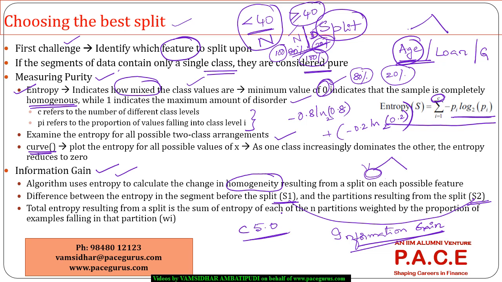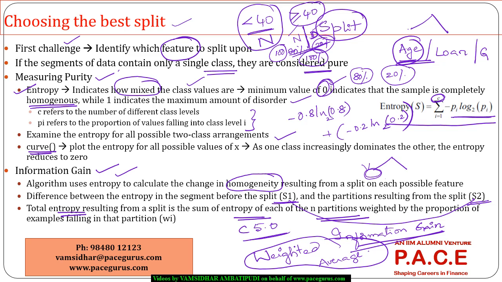But if the entropy is not changing much, it means that the information gain is very limited. So I really don't need to consider that feature for splitting the data. The total entropy because of any split is nothing but the sum of the entropy of each of the partitions multiplied by the weight of that particular partition. So it's a kind of a weighted average. The entropy after the split is nothing but the weighted average of the individual entropies of each of the partitions.